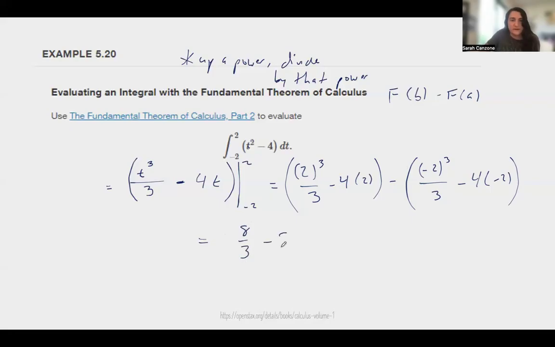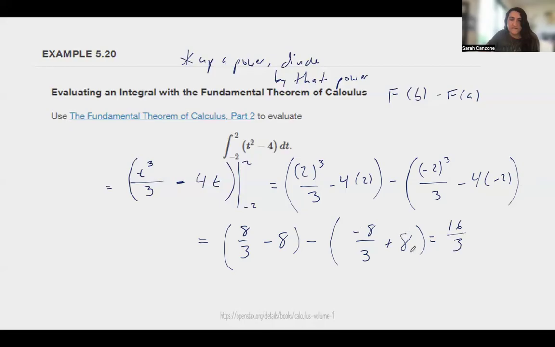Minus 4 times 2 is -8. Minus, this is -2 cubed. -2, an odd power is negative. So this is -8 over 3. Minus is plus 8. We can continue to simplify this. So we have minus a negative. So this is 8/3 plus 8/3, which is 16/3.